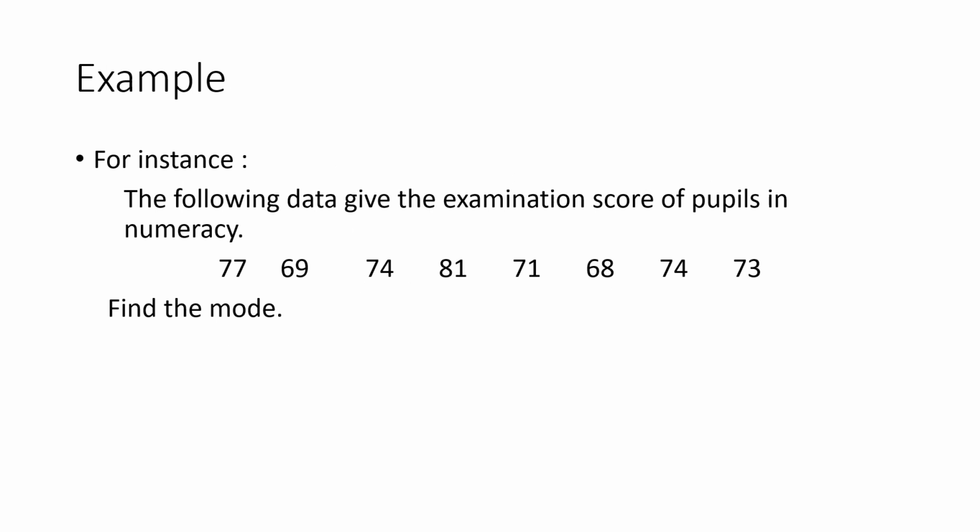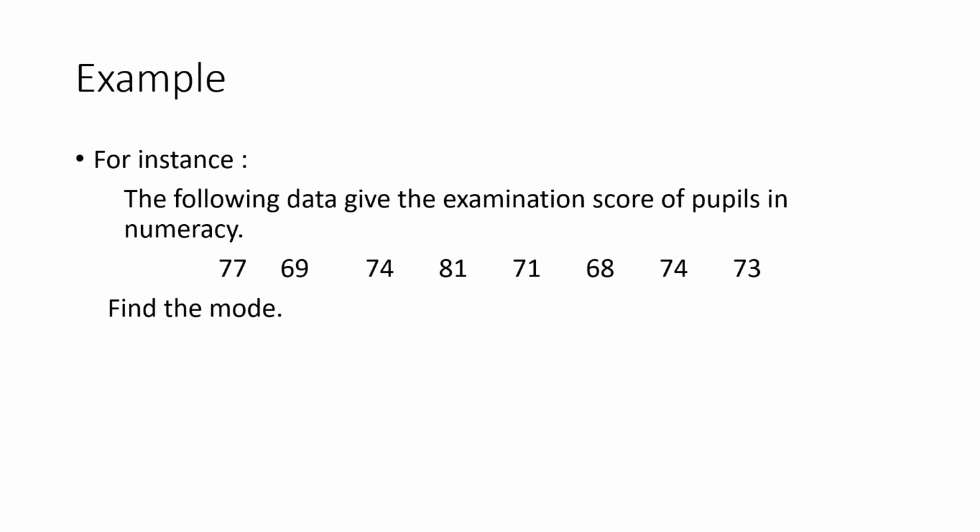We have this example here. The following data give the examination scores of pupils in numeracy. We have 77, 67, 74, 81, 71, 68, 74, and 73. We have to find the mode. How do we determine the mode?